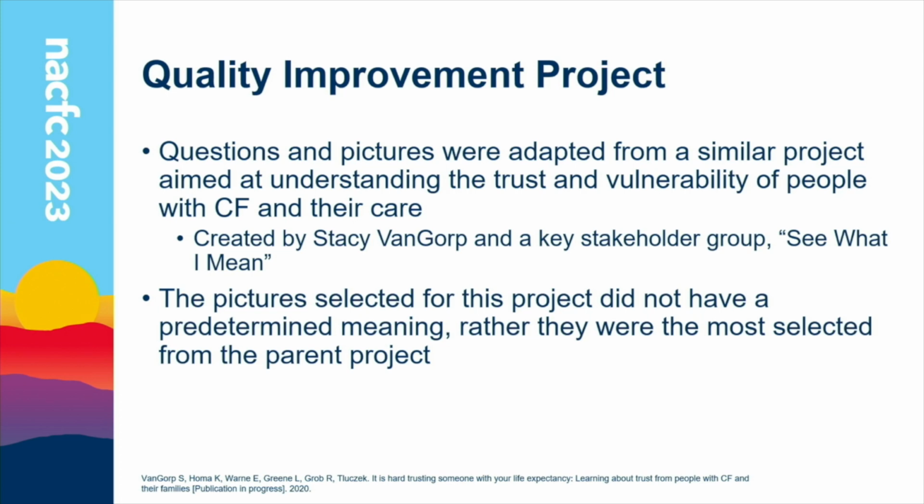So the questions and pictures I'm going to talk to you about were adapted from a similar project aimed at understanding trust and vulnerability of people with CF and their care. This was originally created by a key stakeholder group and Stacy Van Gorp, and the group was See What I Mean. They're a consulting group that works to help build qualitative research methods and to do what I'm going to talk to you about here soon.